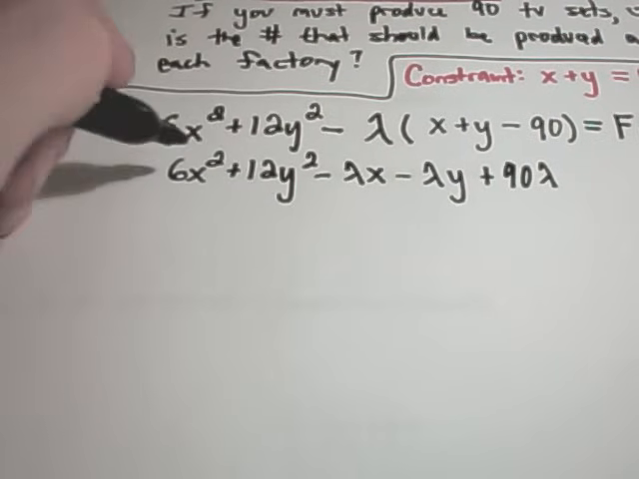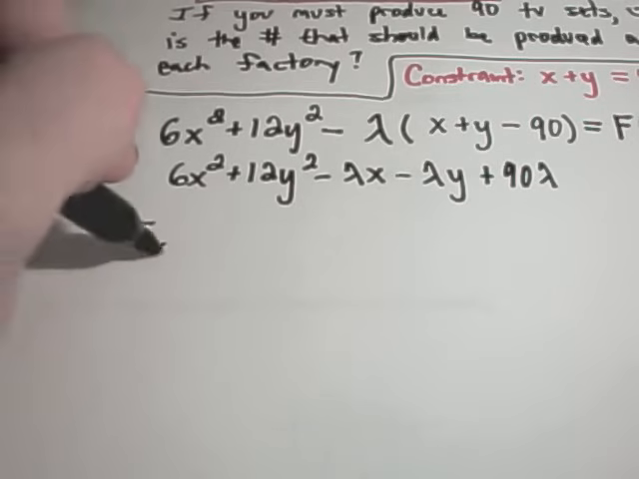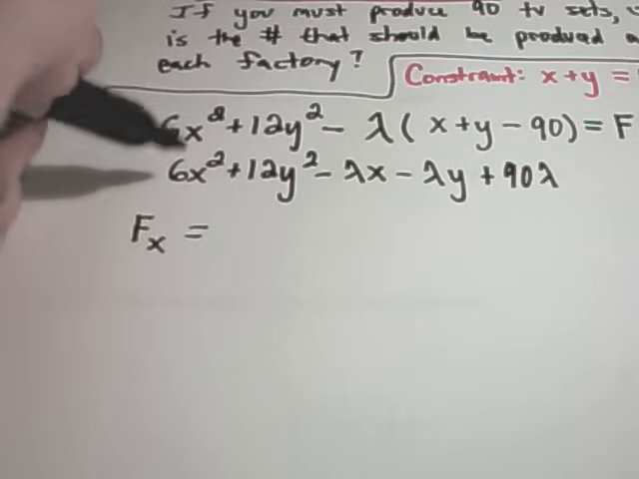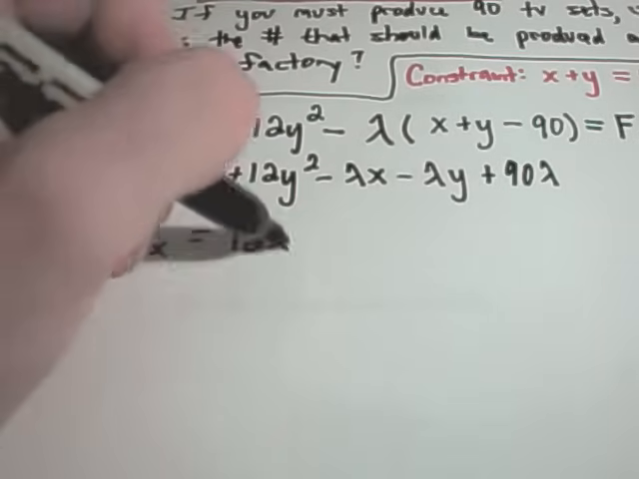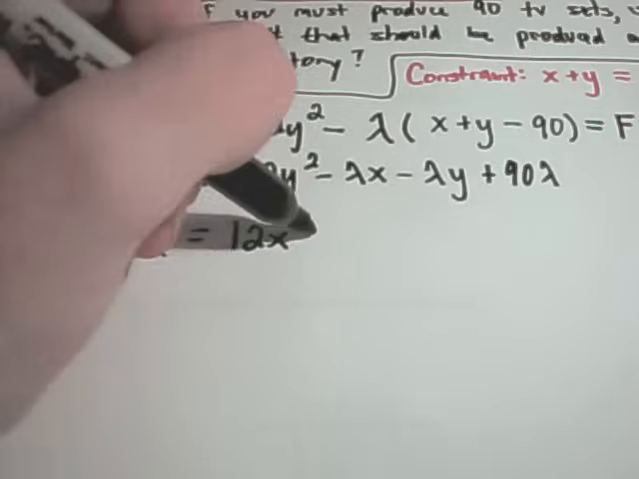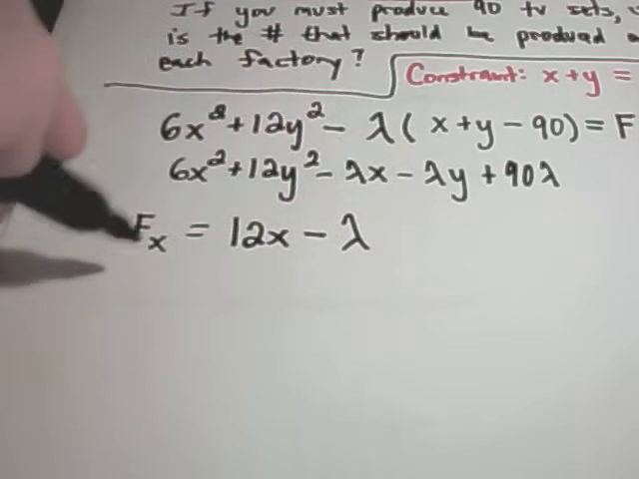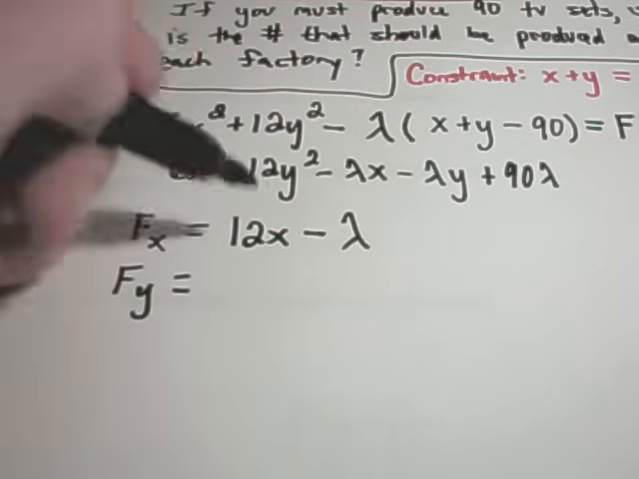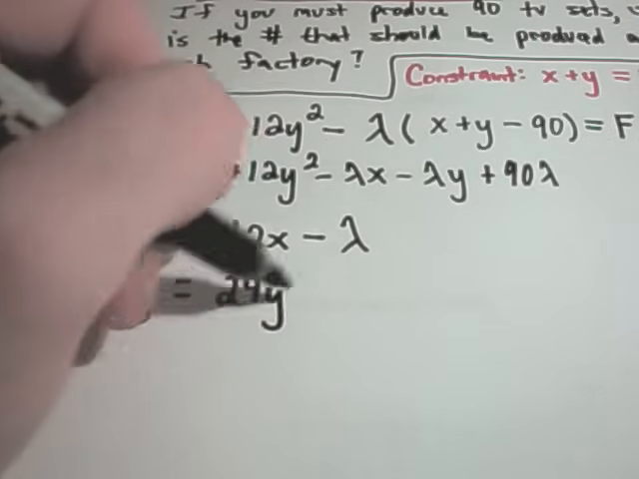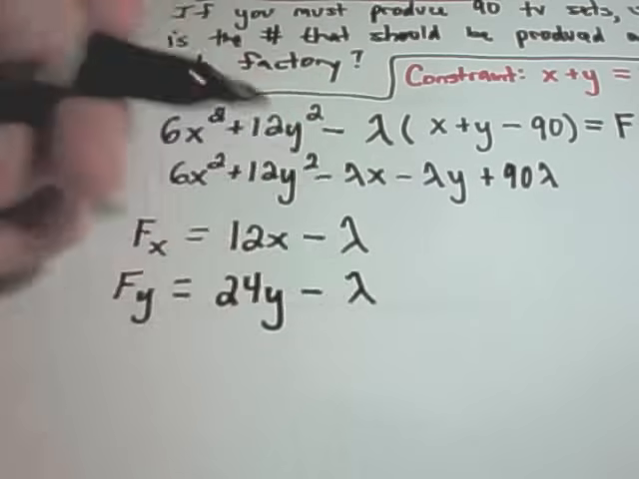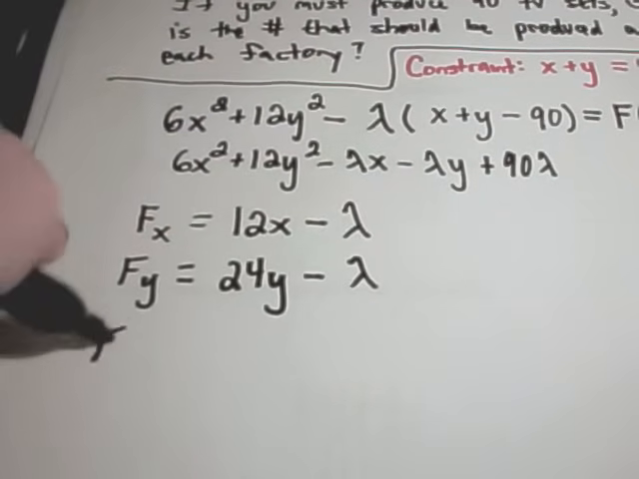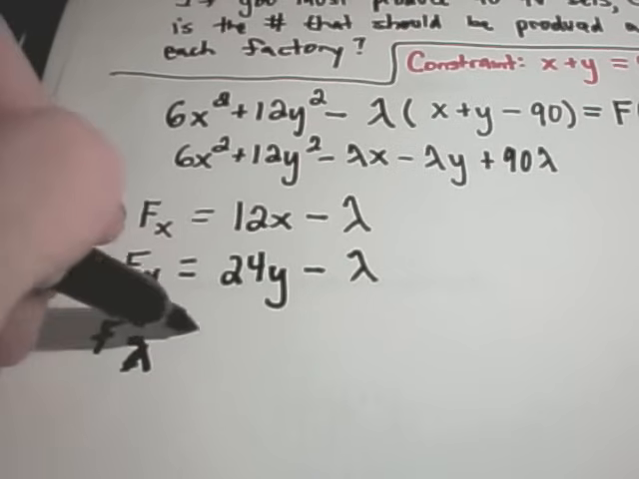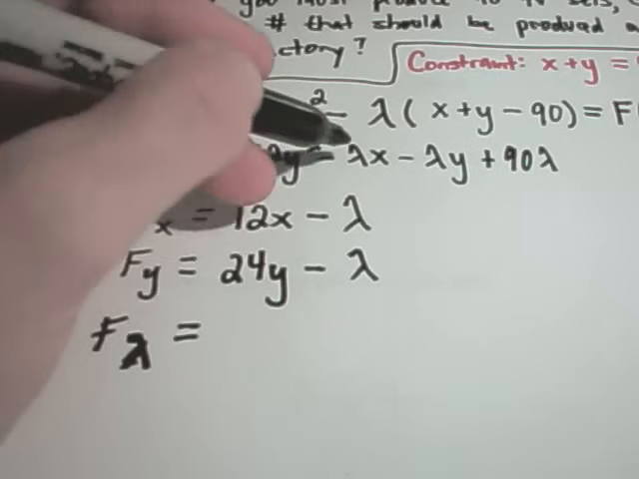Okay, and now I'm going to take partial derivatives. So the partial derivative with respect to x, remember we're treating y and lambda as constants. I'll get 12x, my 12y squared will go away, I'll get a minus lambda, and then everything else will disappear. If I take the partial derivative with respect to y, I'll get 24y minus lambda, everything else will disappear. And then if I take the partial derivative, whoops, I almost wrote a z, with respect to lambda, the x squared, the y squared will disappear.